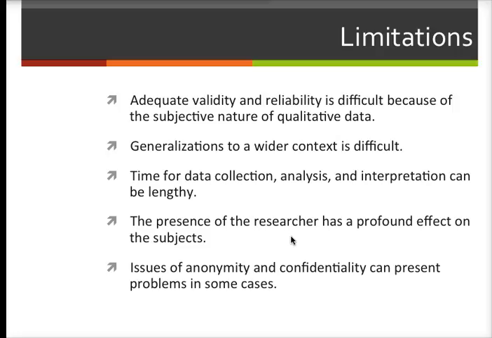They're just different approaches. But there are limitations to both, and this is not exhaustive, but these are some limitations to qualitative research. Adequate validity and reliability is difficult because of the subjective nature. It's very hard to apply those strict scientific concepts to create validity and reliability for qualitative research. But there are methods to do this, okay?